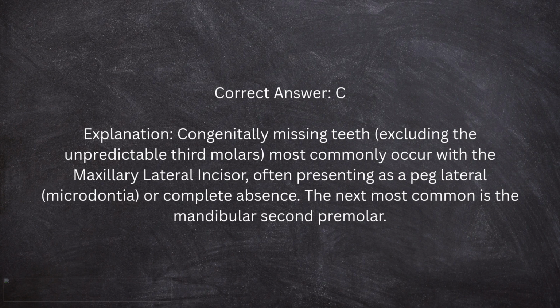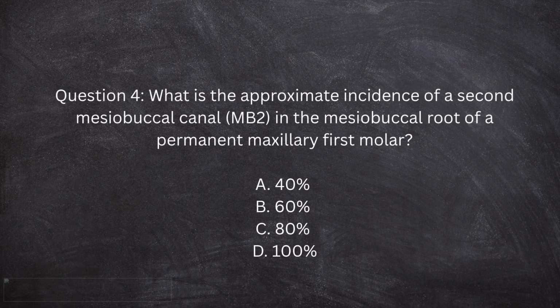Question 4. What is the approximate incidence of a second mesiobuccal canal, MB2, in the mesiobuccal root of a permanent maxillary first molar? A. 40%, B. 60%, C. 80%, D. 100%.